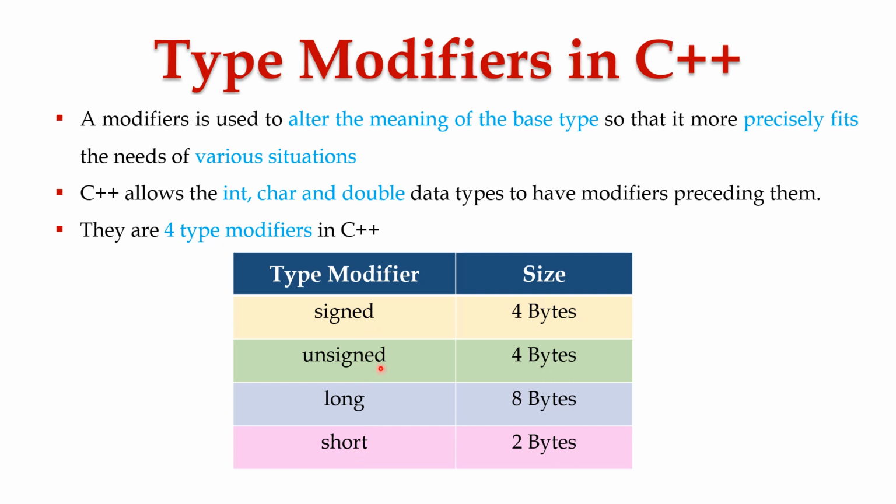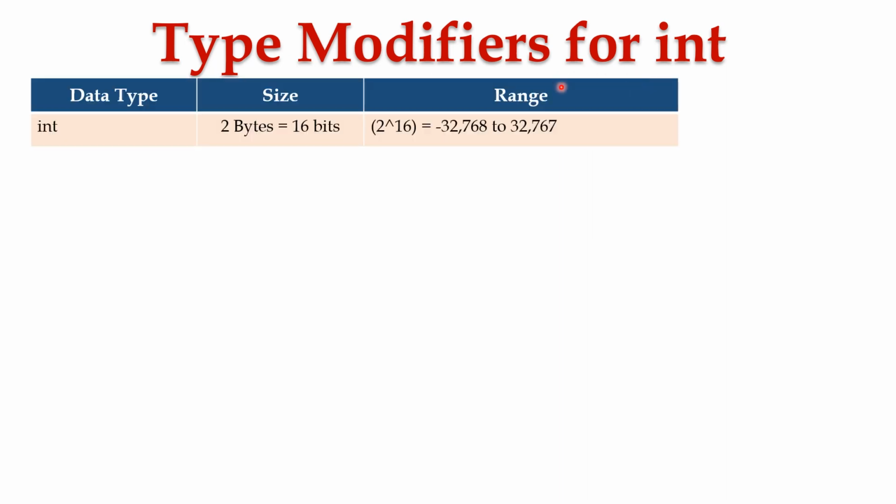Signed and unsigned type modifiers utilize 4 bytes of memory space. The long modifier utilizes 8 bytes of memory space, and the short modifier utilizes 2 bytes of memory space. Type modifiers for int. The int data type utilizes 2 bytes of memory space. That is, it needs 16 bits to store the values.